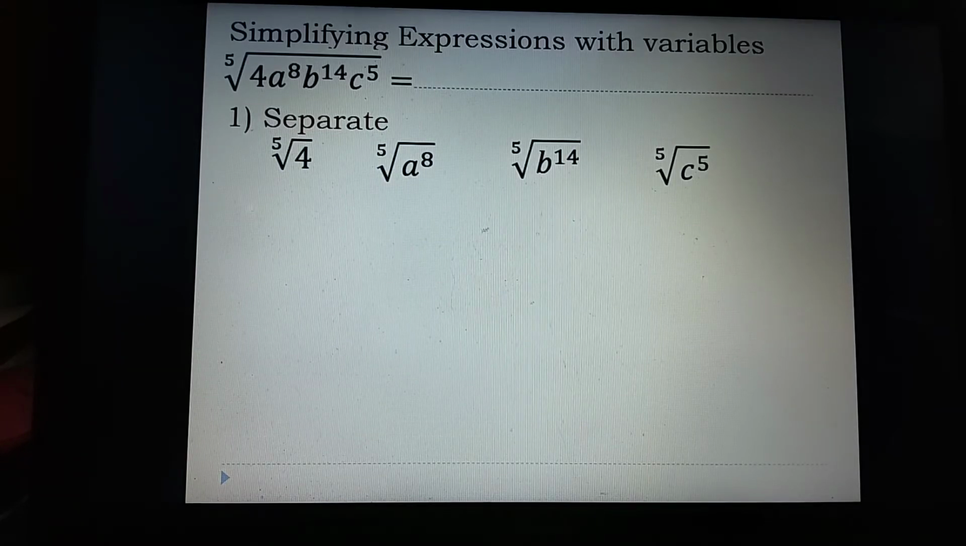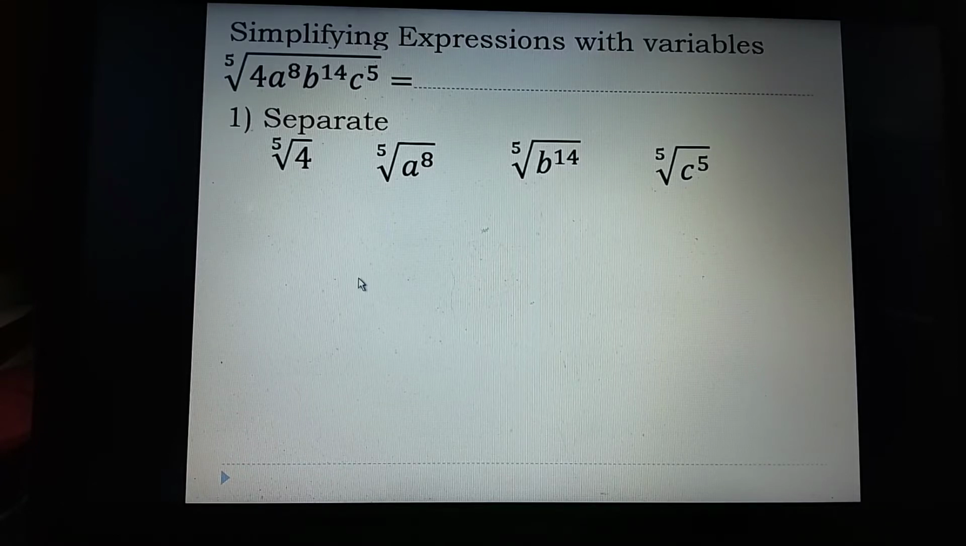Okay, do not put a 4 and an A underneath the same thing. Do not put an A and a B under the same thing. Each number, each letter gets separated. Now, if you had 45 in front of this, then you would have 45 under here. Don't try to separate it into the 5th root of 4 and the 5th root of 5.